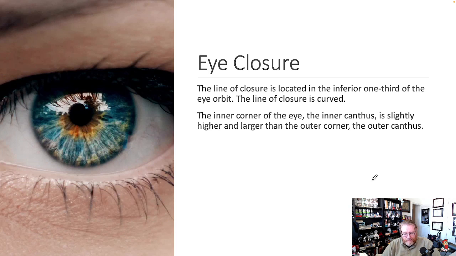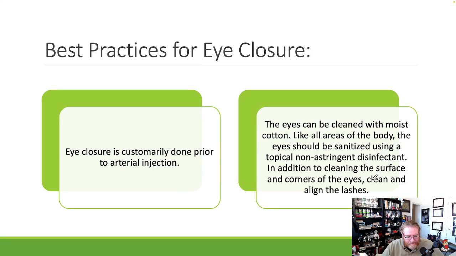The line of closure is located in the inferior 1/3 of the eye orbit. The line of closure is curved. The inner corner of the eye, the inner canthus, is slightly higher and larger than the outer corner, the outer canthus. Eye closure is customarily done prior to arterial injection. It can be done in other places, but the best time to do it is prior to injection.